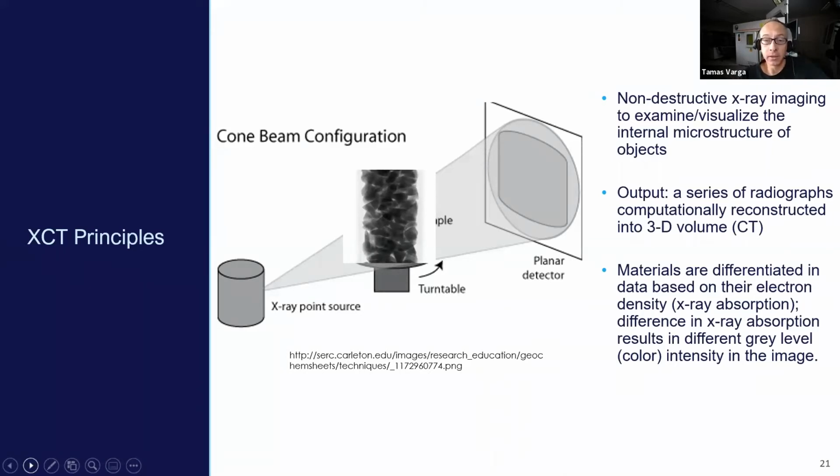And in this 3D data, we differentiate the components based on their X-ray absorption. The components that have more electrons, or they are higher density, absorb more of the X-rays, while the components that are less dense transmit more X-rays. And this difference will show up on the detected images as a difference in intensity or grayscale color.